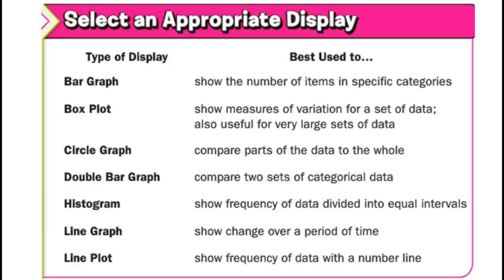Double bar graph compares two sets of categorical data. Histogram shows the frequency of data divided into equal intervals. Line graph shows change over a period of time. And line plot shows frequency of data with a number line.